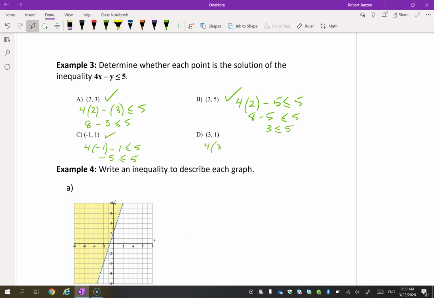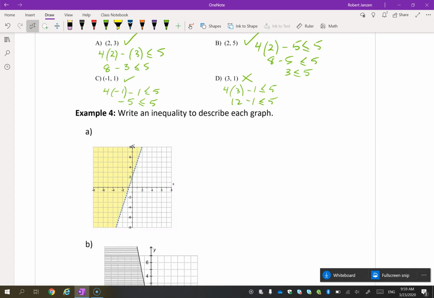Let's try this one. Is 12 minus 1 less than or equal to 5? No, that one doesn't work.